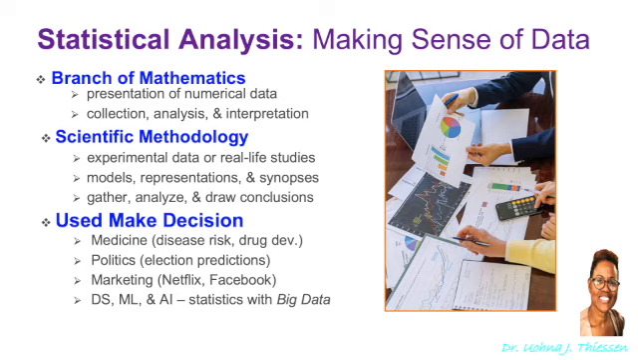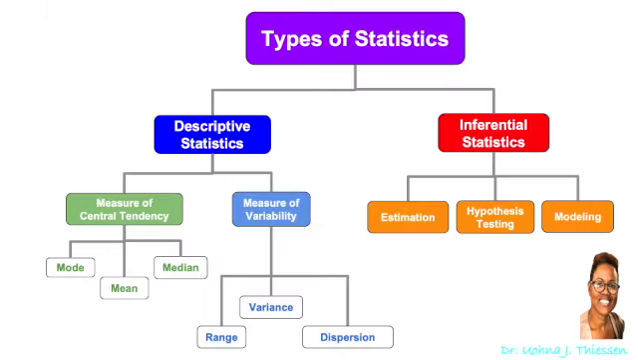In medicine, it's used to measure disease risk or to analyze the results of a drug trial, in politics for prediction of election results, and in marketing to track users and customers. In the field of data science, machine learning, and artificial intelligence, the same principles of statistics are used, except that now the data sets are enormous. But the principles are the same.